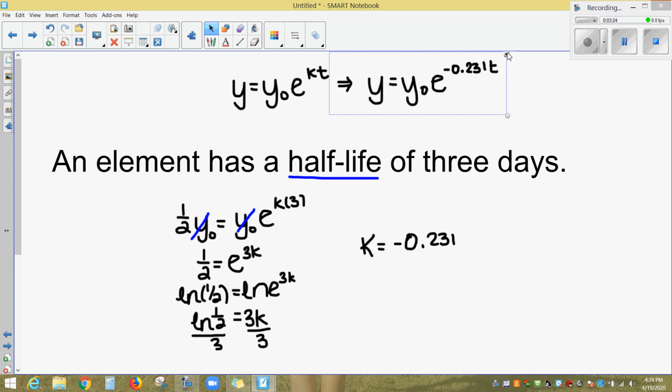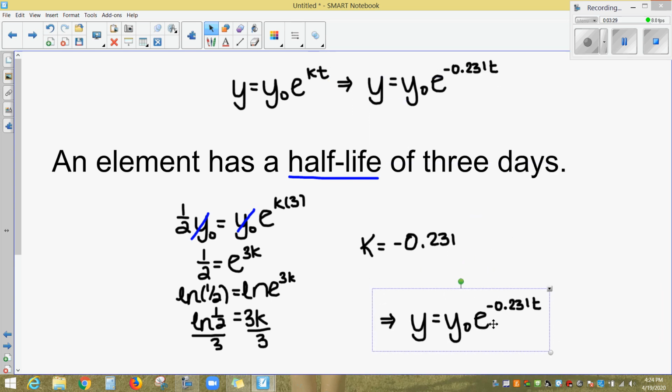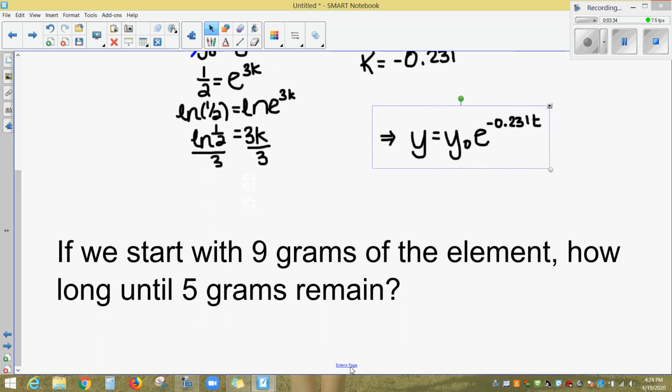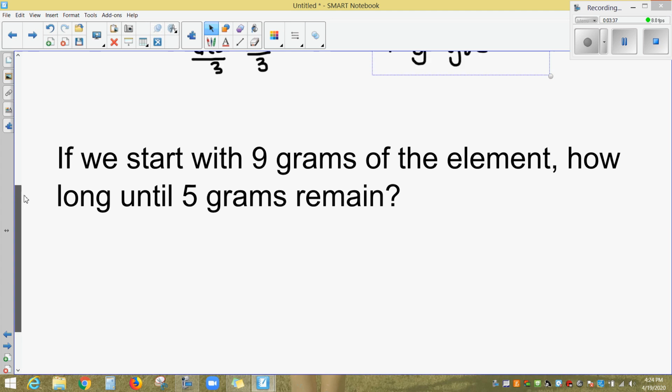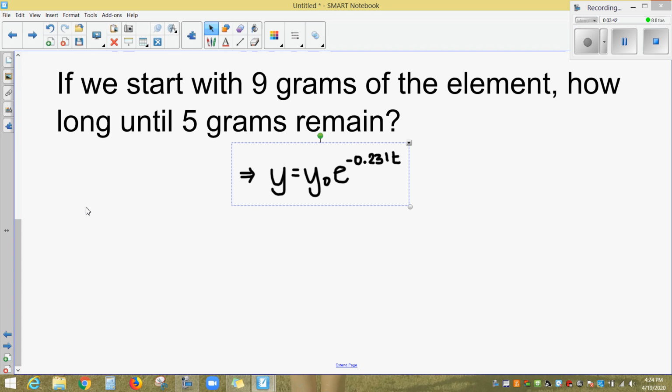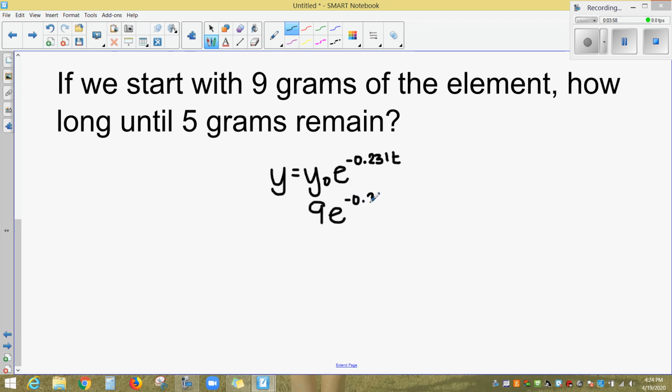So maybe the next thing we're asked is, if we start with 9 grams of the element, how long until only 5 grams remain? So this time we were given an initial amount. It says we are specifically starting with 9 grams. And so that 9 grams goes into the y sub 0 spot.